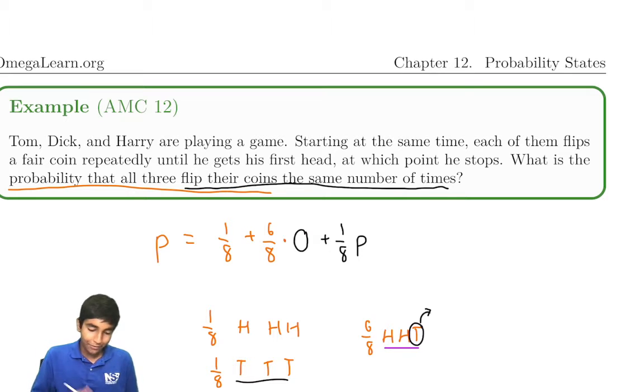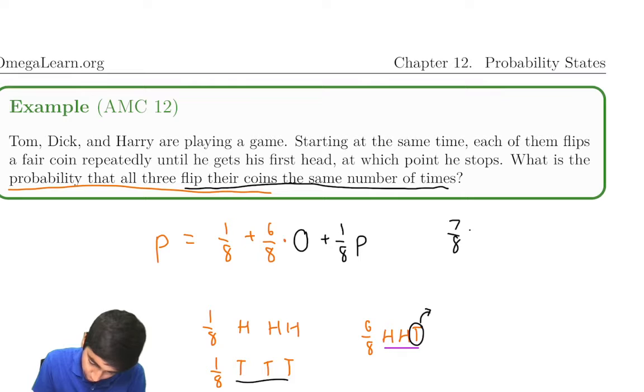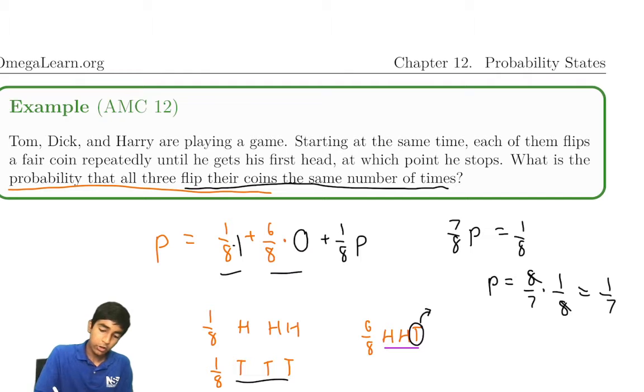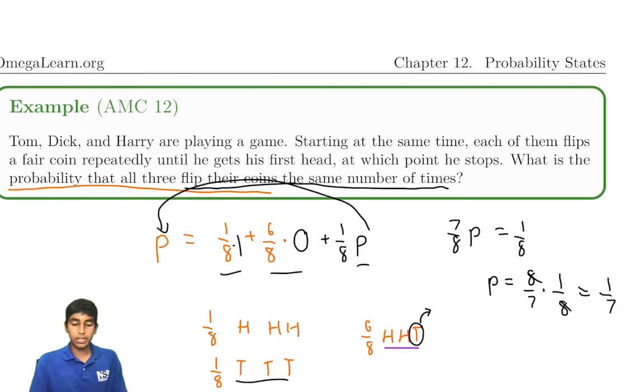Oh, wow, a one variable equation. We can do that, right? 7/8 P equals 1/8. P equals 8/7 times 1/8 equals 1/7. And that's the answer. Isn't that cool? So to summarize, we wrote a states equation, we took the cases, some were 1, some were 0, and some took us back to the original P in the problem. And then we solved for P to get 1/7.